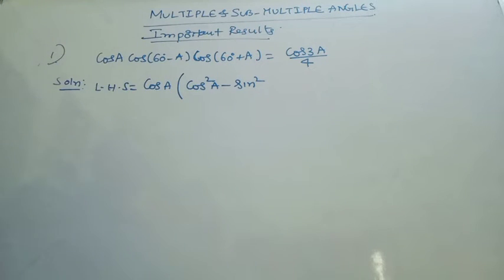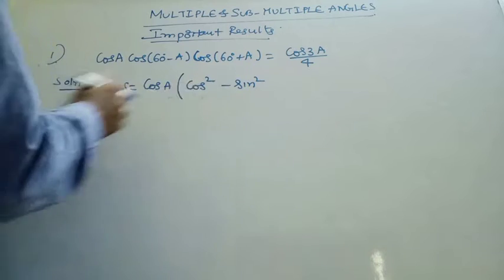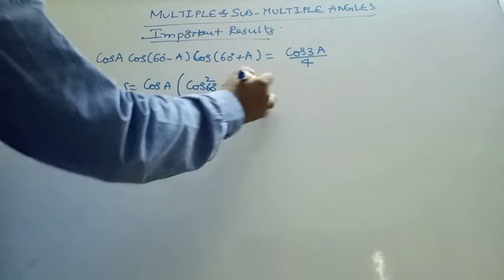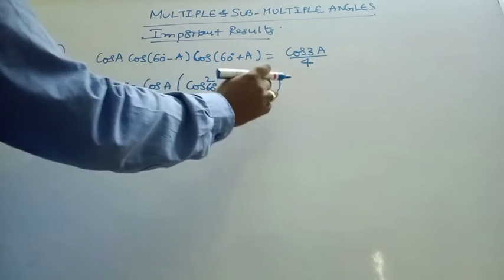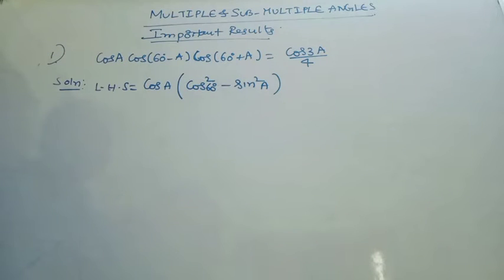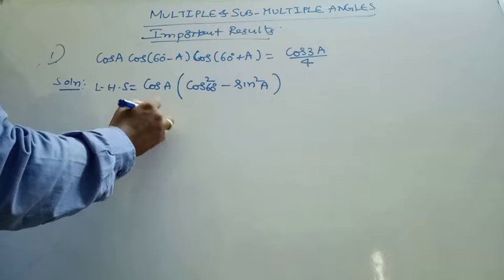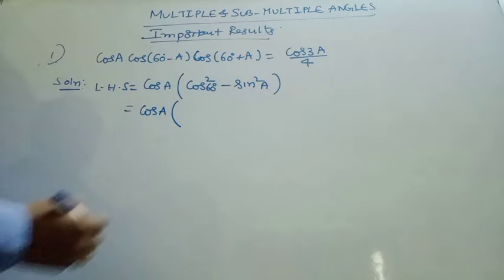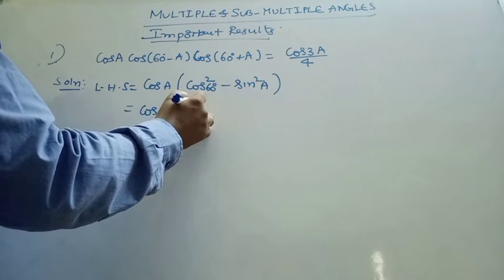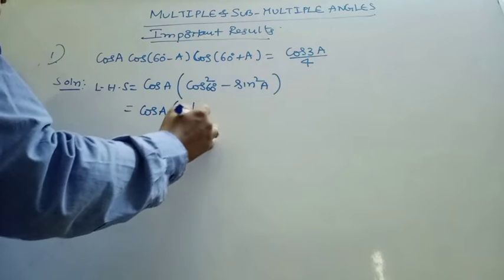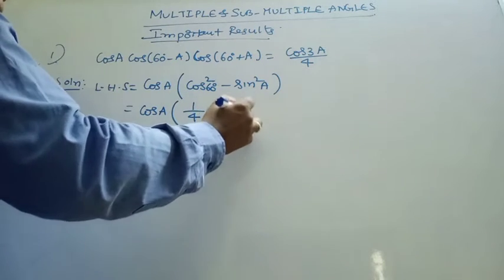That means in the place of A, you are having 60 degrees. Cos square 60 degrees minus sin square A, because in the place of B, you are having A, like this. Now this is equal to cos A into cos square 60 degrees, that is 1 by 2 whole square, that is 1 by 4, minus sin square A, like this.